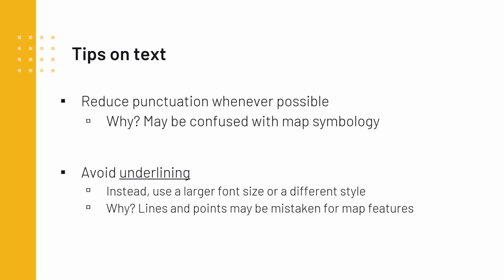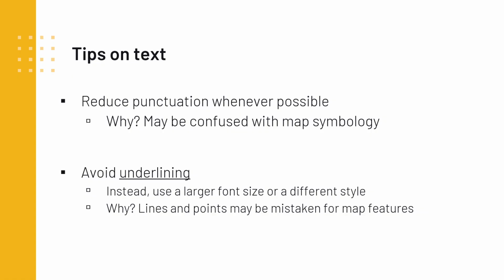Continuing about tips on text, you want to reduce punctuation whenever possible. Why? Well, it could be confused with map symbology. So if you're abbreviating with a dot, people may think that's a point on your map. You don't want to confuse people at all. Clarity is really, really important.